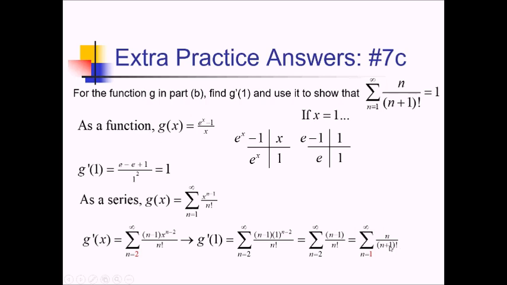But hold on a second, because here's the punchline. All of this stuff up here was g prime of 1. Well, if g prime of 1 up here we set equal to 1, and g prime of 1 equals this stuff, that means this stuff must also equal 1, just the transitive property. So we've proven what we set out to prove here.